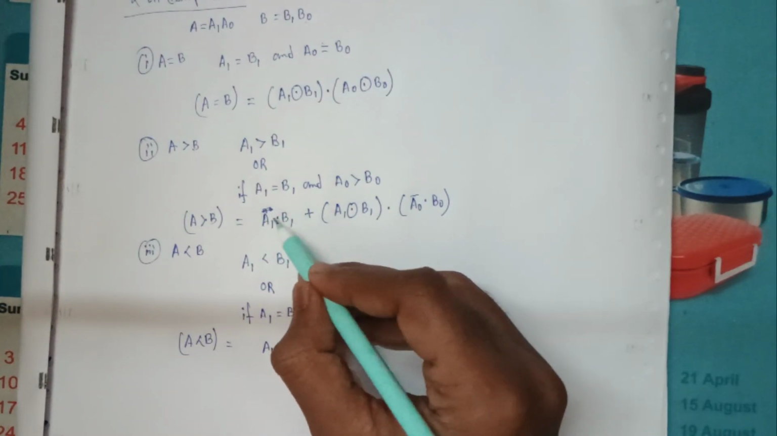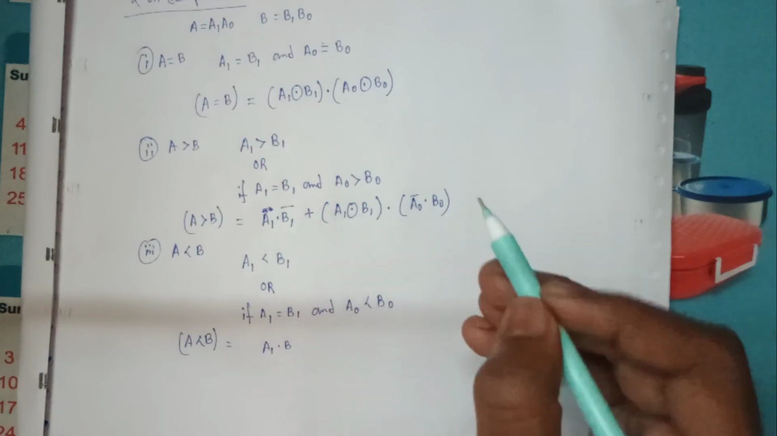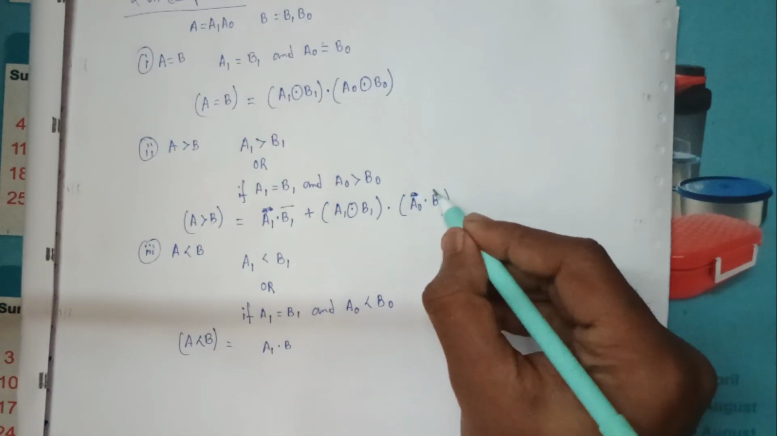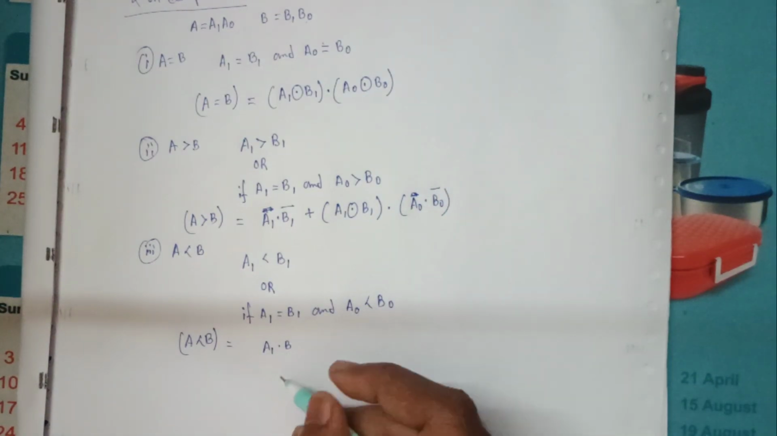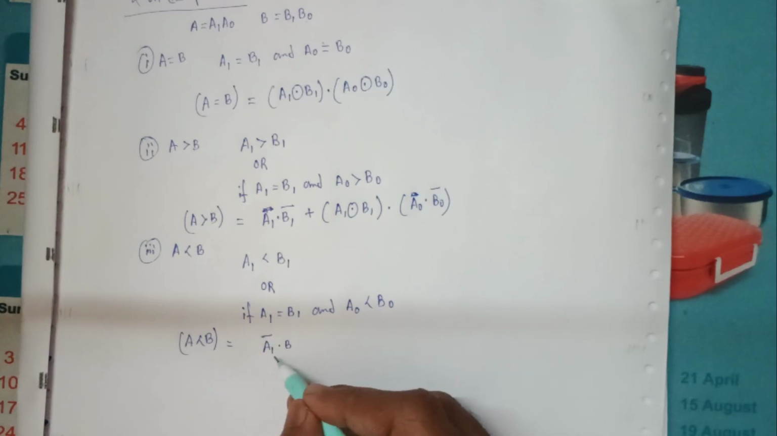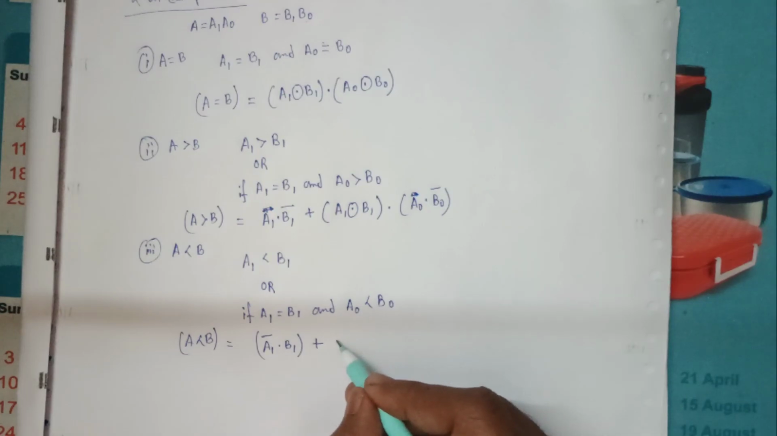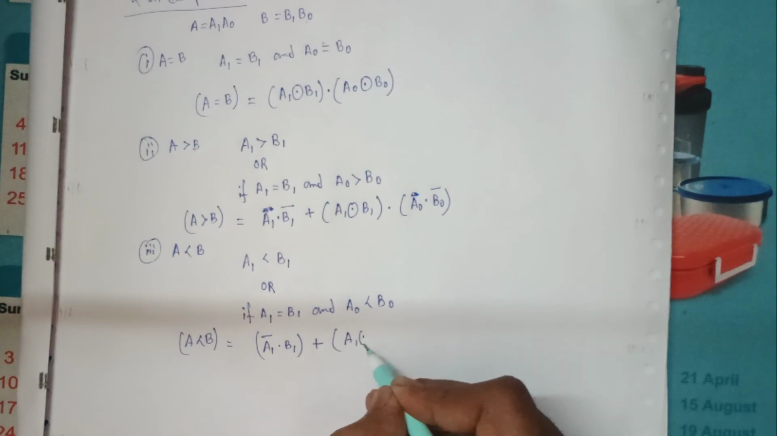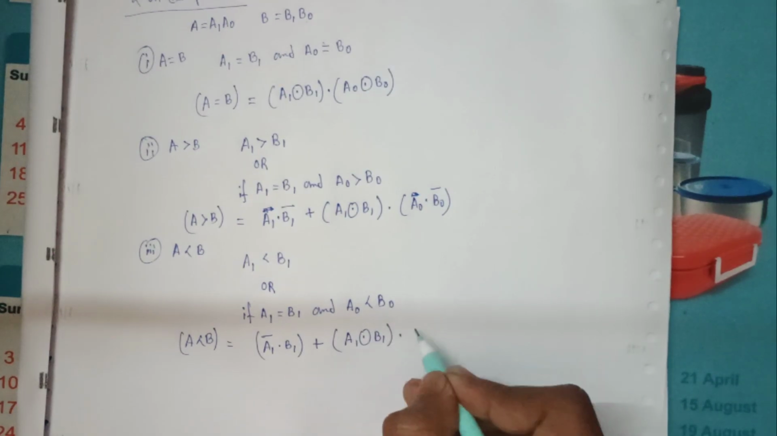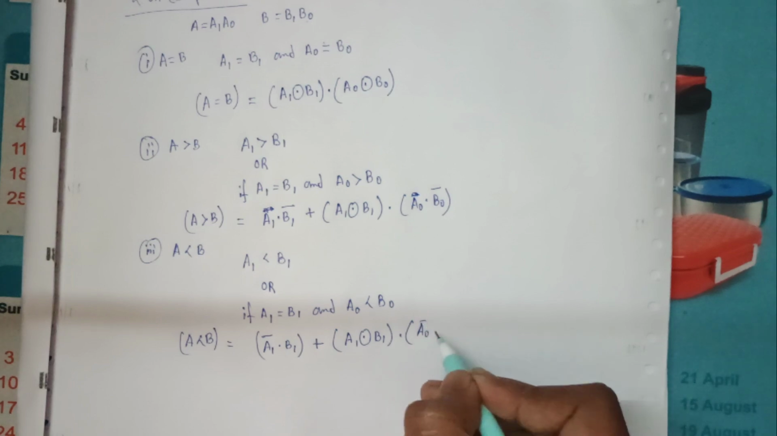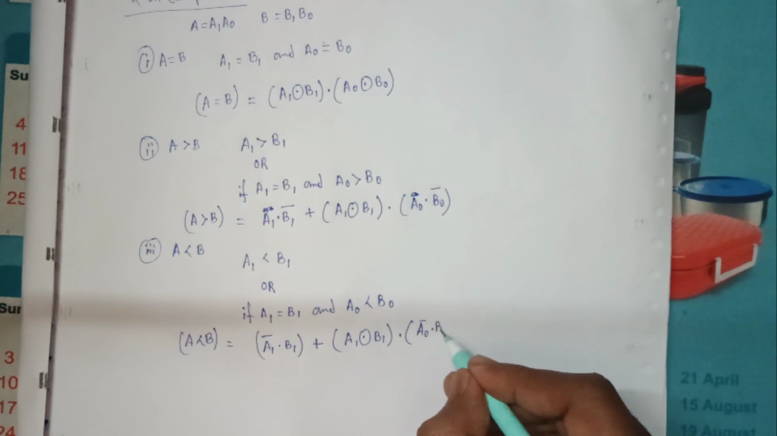For greater than, this will be A1 dot B1 bar and A0 dot B0 bar, and for less than, this will be A1 bar dot B1 plus A1 XNOR B1 into B0.